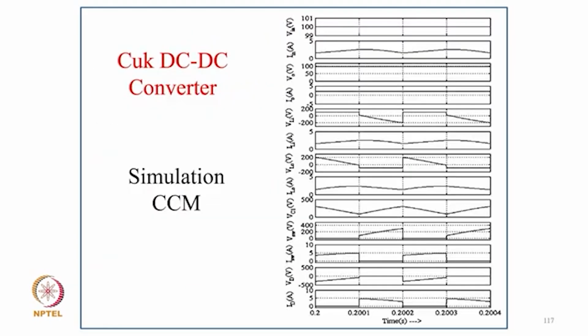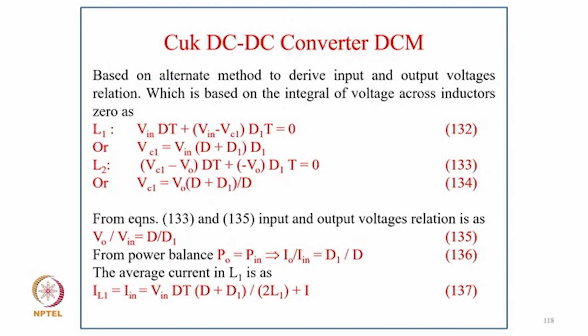The typical waveforms for continuous conduction mode of this Cuk converter are the input inductor current, which is continuous, the output voltage and output current, the inductor voltage and inductor current, which is continuous, the energy transfer capacitor voltage, then the switch voltage and switch current, and the diode voltage and diode current.